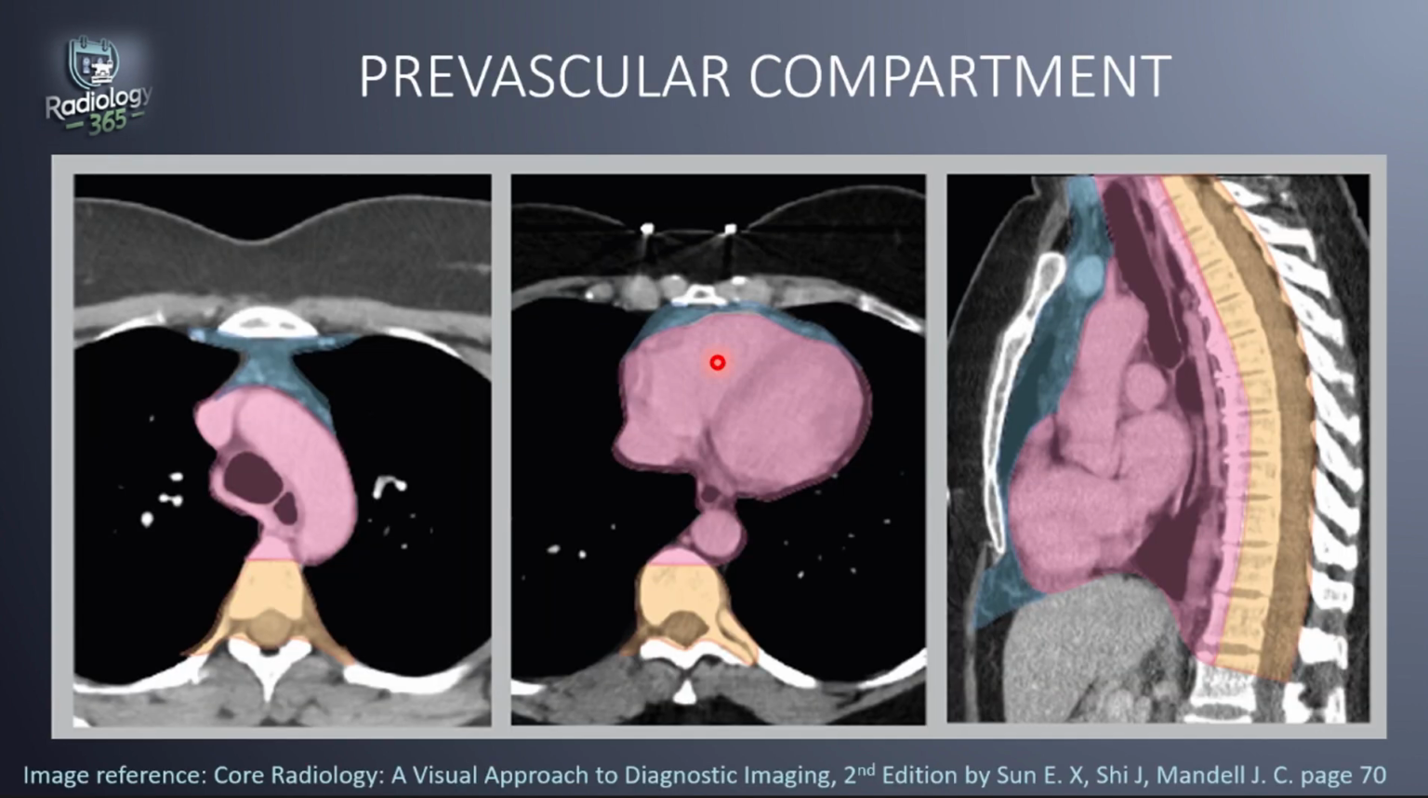So we're going to use these 3 images to get to understand the anatomy of the 3 different compartments of the mediastinum. Starting off with the prevascular compartment, that's the blue color-coded compartment in these axial and sagittal CT scans.